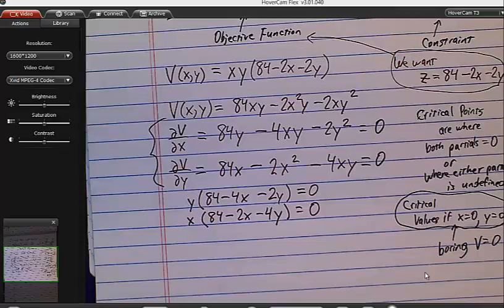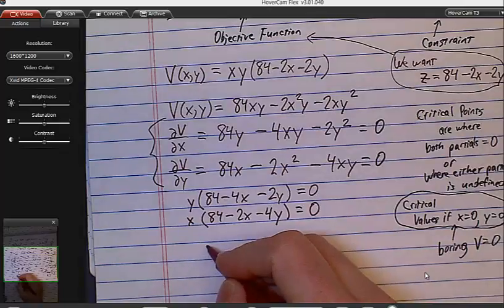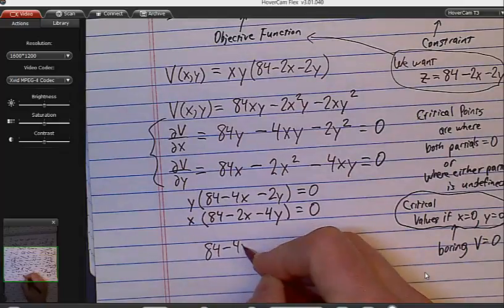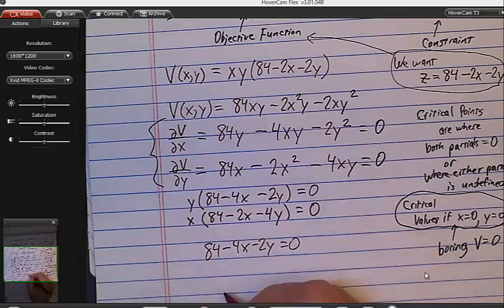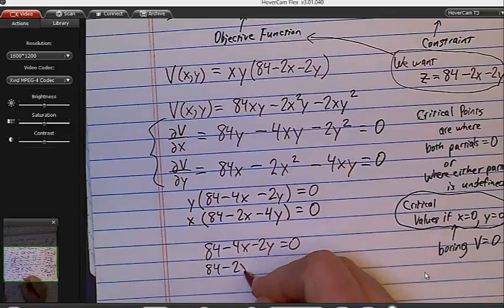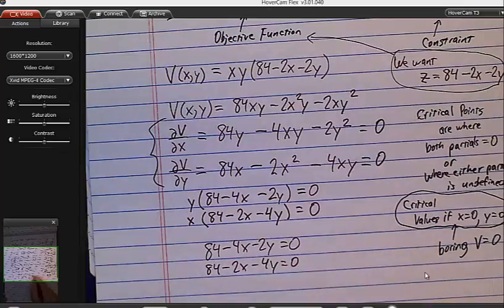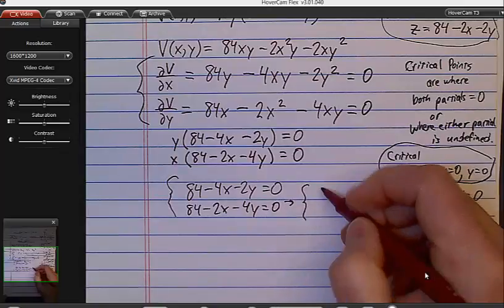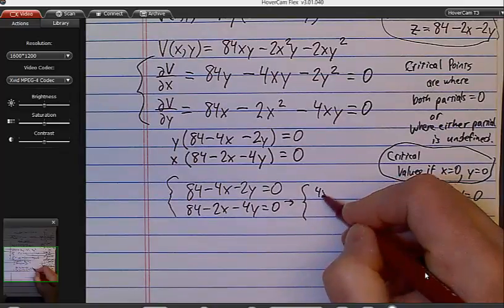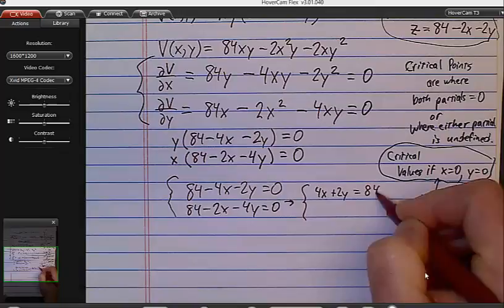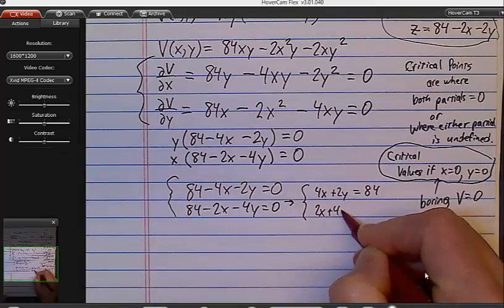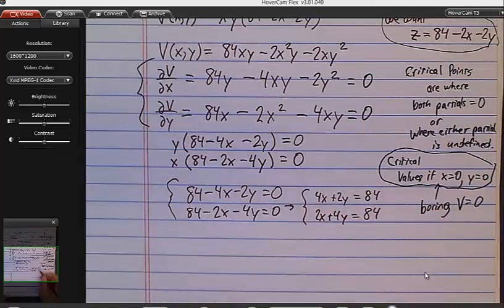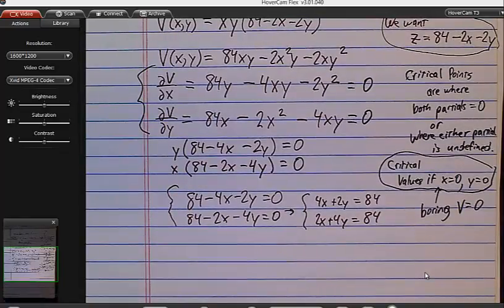We're interested in maximizing the volume, so what I really want is the stuff in parentheses to equal 0. So I want 84 minus 4x minus 2y to equal 0, and I want 84 minus 2x minus 4y to equal 0. Let me do one more step here. I would probably rewrite the system this way: 4x plus 2y equals 84, and 2x plus 4y equals 84. Okay?